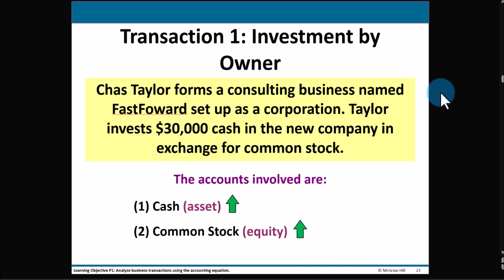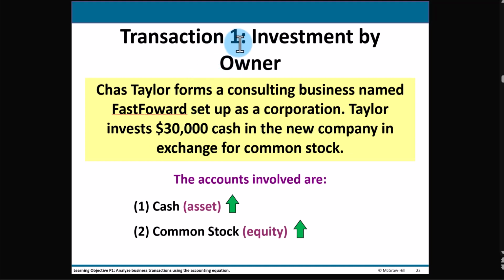So here's our first transaction. Chase forms a new business, a consulting business called FastForward. It's a corporation. Again, that's the type we're studying, the business entity. So the first transaction typically is money coming into the corporation because it needs some type of working capital to get things moving. So Taylor, our owner, our shareholder, is taking money out of his own personal bank account and depositing it into a new bank account under the name of the business, here in the amount of $30,000. So this is one transaction, transaction number one.